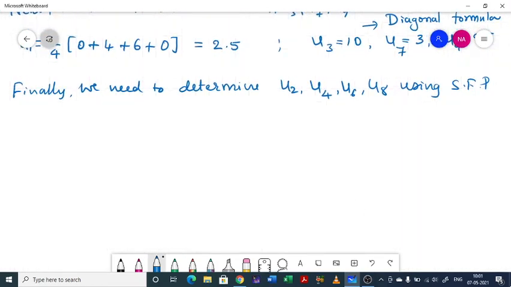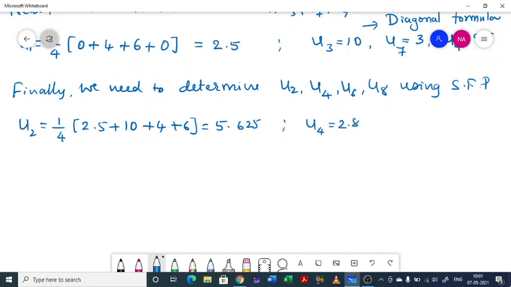Okay, we will be having u2 equal to 1 by 4 times of 2.5 plus 10 plus 4 plus 6, that is 5.625. Similarly, you can check that u4 will be 2.875, u6 will be 9.875 and u8 will be 6.125.